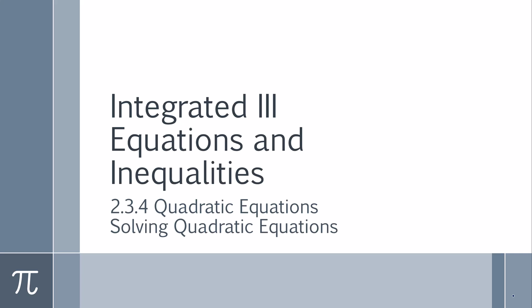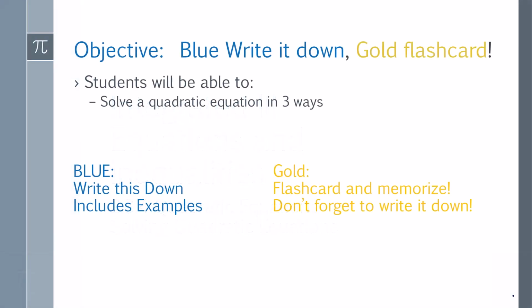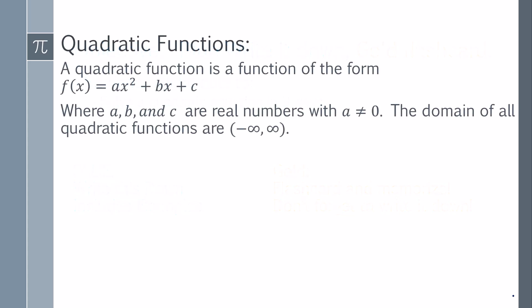This is section 2.3.4. We're going to go back to solving quadratic equations. So we're going to examine solving a quadratic equation in three different ways. Remember, our quadratic equation is in the form of ax squared plus bx plus c. It has that square in it. That's how we can identify that it's a quadratic equation. Anytime you see x squared and it's the highest power, we know it's going to be a quadratic equation. And just know that the domain of all quadratic equations is from negative infinity to positive infinity.